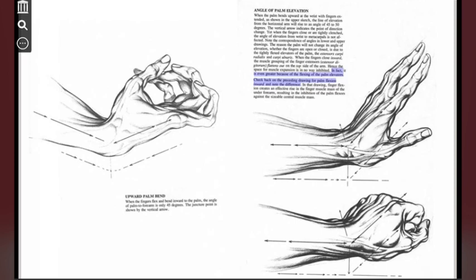Check back on the preceding drawing for palm flexion inward to note the difference. In that drawing, finger flexion creates an effective rise in the finger muscle mass of the under forearm, resulting in the inhibition of the palm flexors against the sizable central muscle mass.